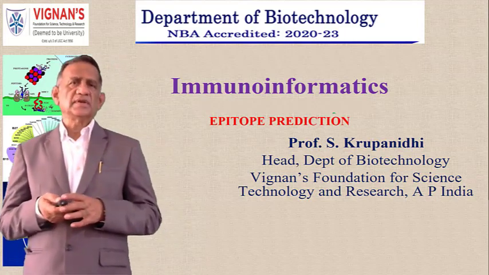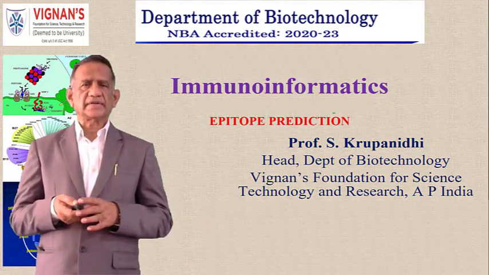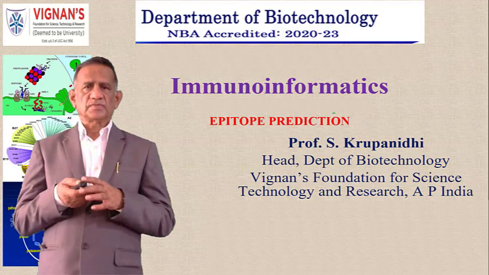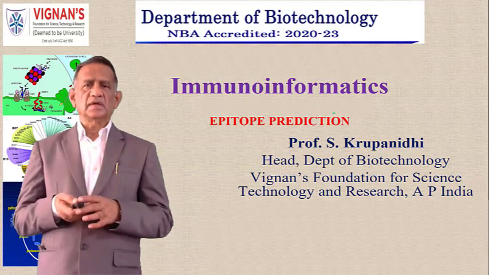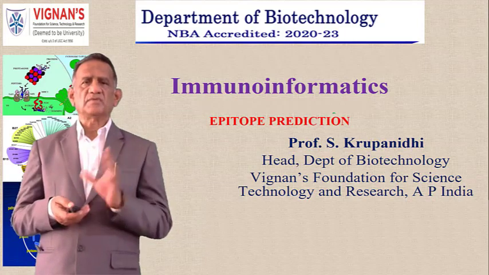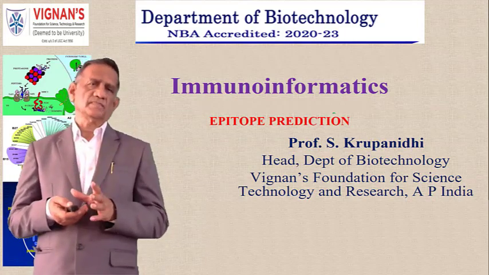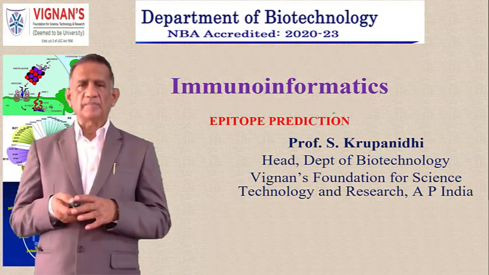And the fifth unit in the course that is prescribed for the BTech students in biotechnology and bioinformatics is immunoinformatics, fifth unit. In this fifth unit, the first topic we covered, that is on immunoinformatics. The second topic is on epitope prediction. Okay, so that's what we are doing now.